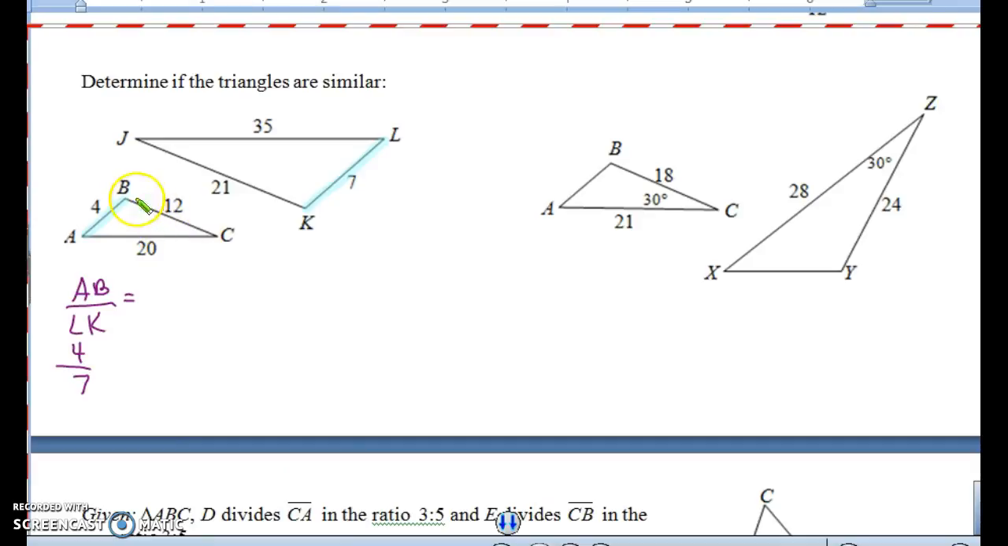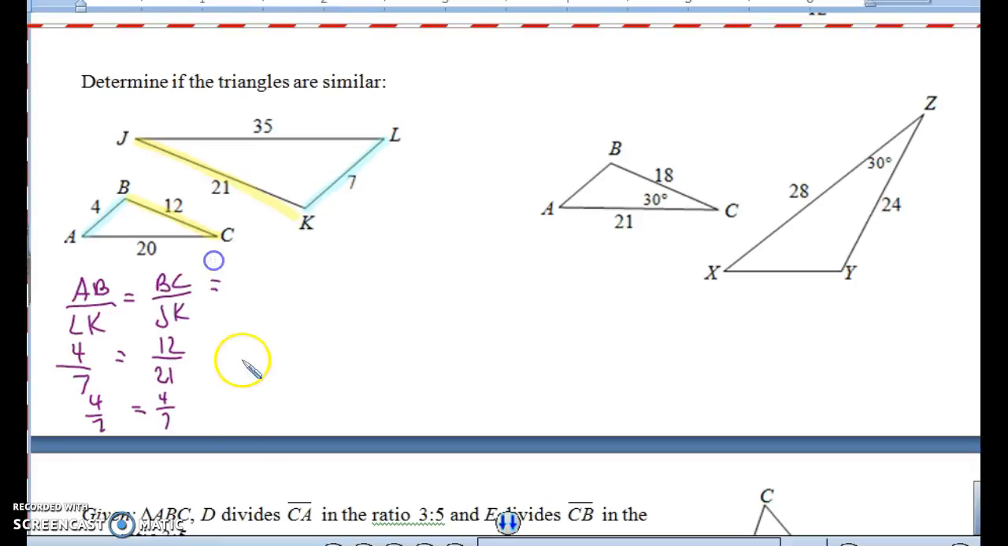Okay, my next biggest side would be BC on this triangle. So let me do that in yellow. Here's BC. What would be my next biggest side in this triangle would be the 21. All right, so that means that BC would correspond to JK. All right, BC is 12, JK is 21. All right, so 12 over 21 reduces also to 4 to 7.